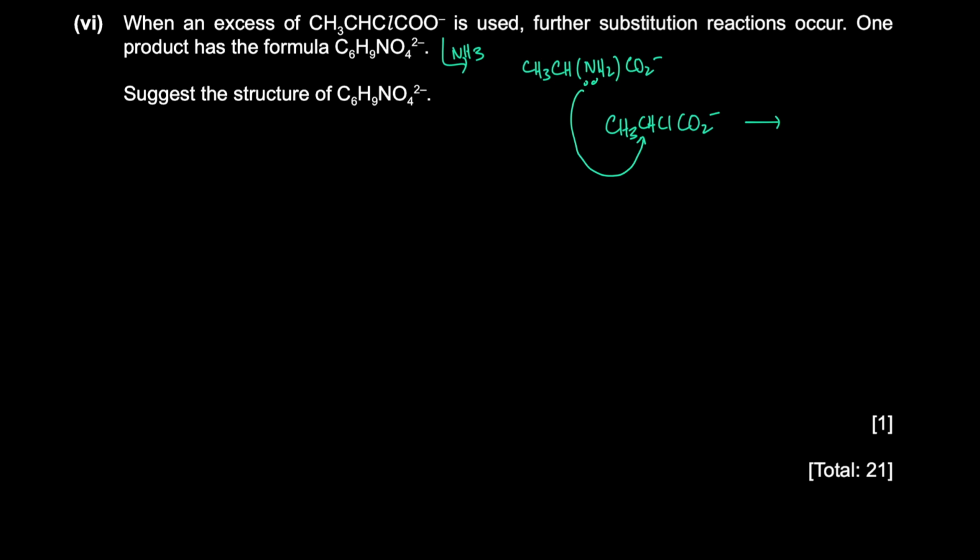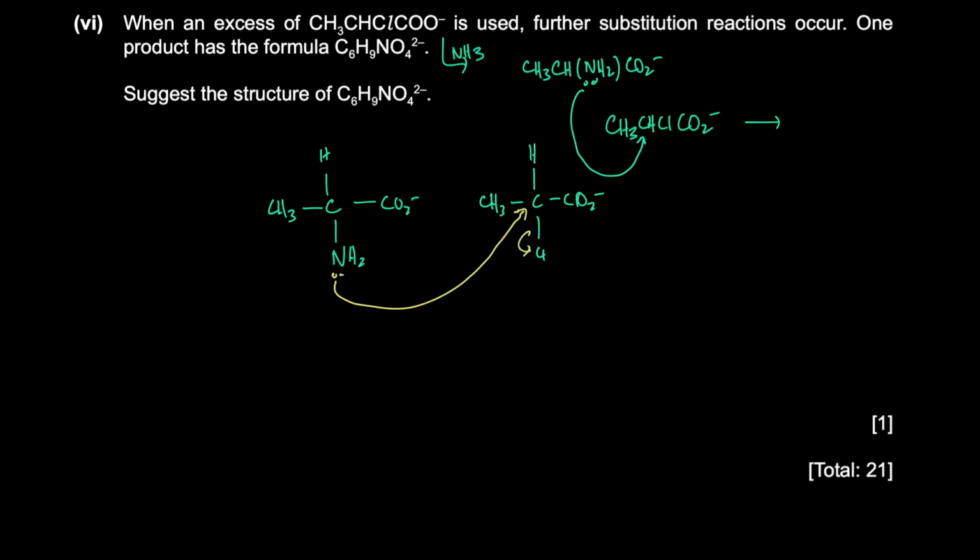I'll draw this out in a bit more detail. What we have is CH3CH(NH2)CO2-, and then we have CH3CHClCO2-. And we have further nucleophilic substitution take place. This amine reacts with this carbon here, and this C-Cl bond breaks. That's why you have further substitution taking place over here. So what do you end up making? You end up making this.